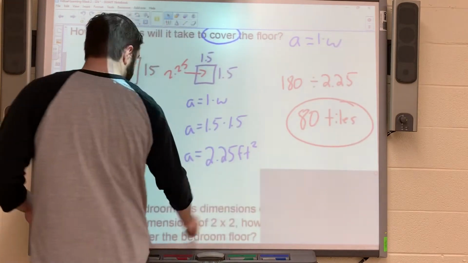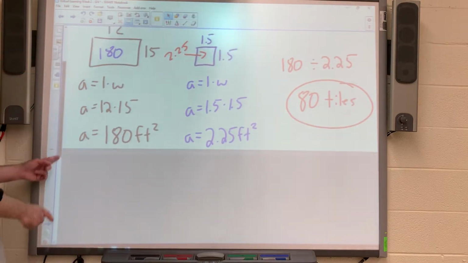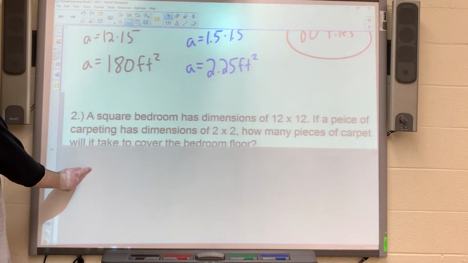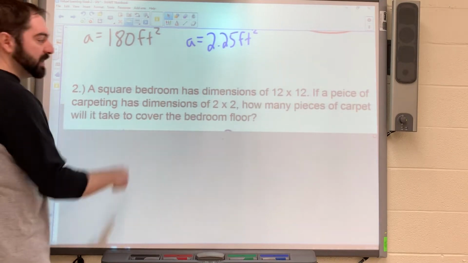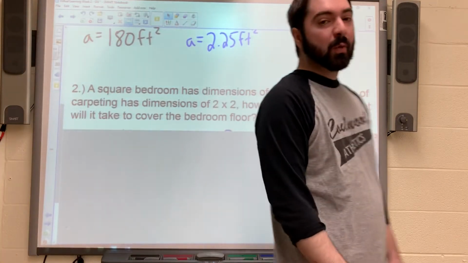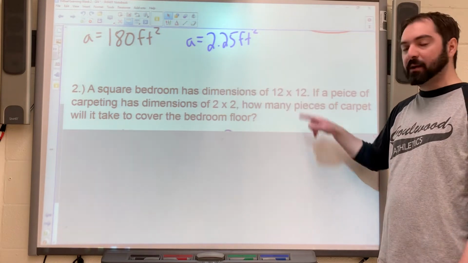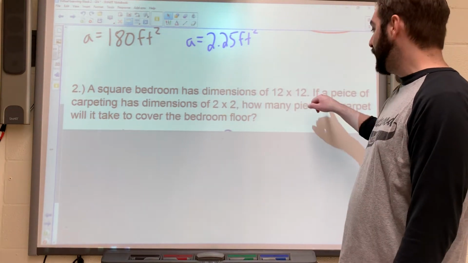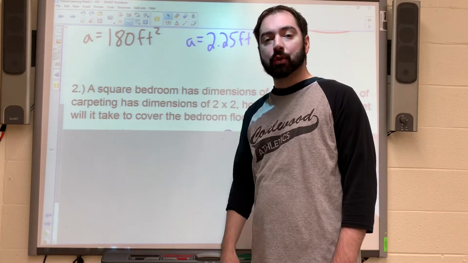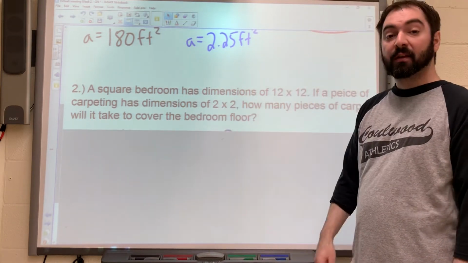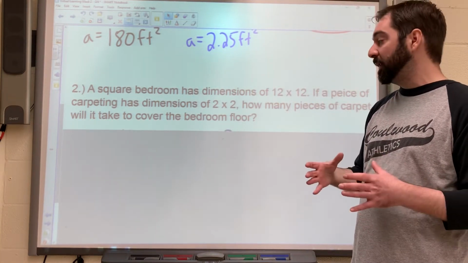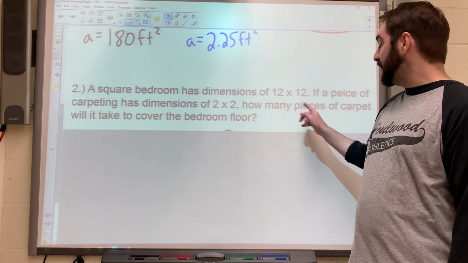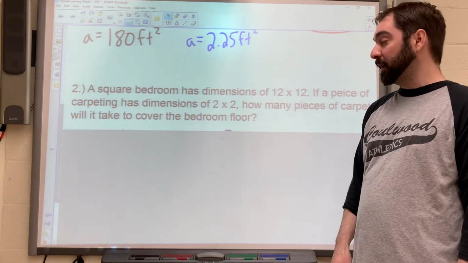Second example, same exact kind of concept. The only difference is I changed up the type of room we had. We're working with a square bedroom with dimensions 12 by 12, a length and a width of 12 by 12. They are putting in carpets that measure 2 by 2, length and width, for each square part of carpeting. How many pieces of carpet will they need to completely cover the bedroom floor?